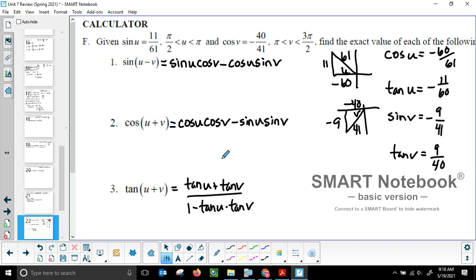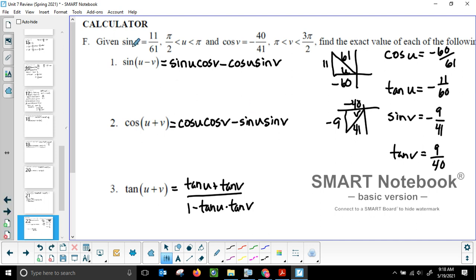Now, please, please, please do not make the mistake that, I'm not kidding you, almost a quarter of every class makes. Almost 25% of every class makes this mistake. When they go to plug things in here, they say, oh, sine of u is 11 over 61, so this must be sine of 11 over 61. No, no, no. That is ungodly wrong.